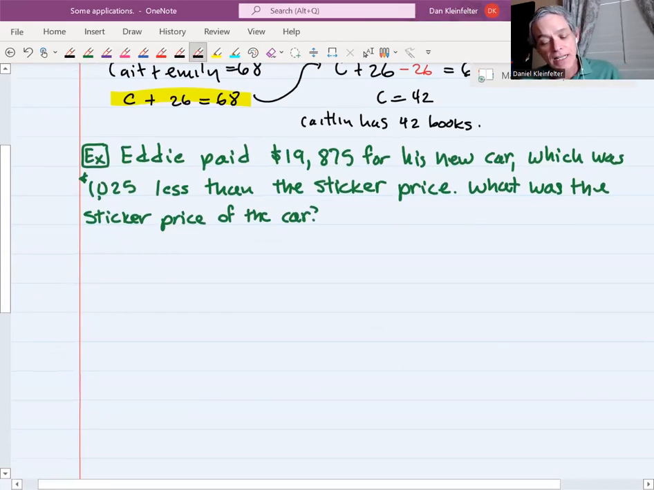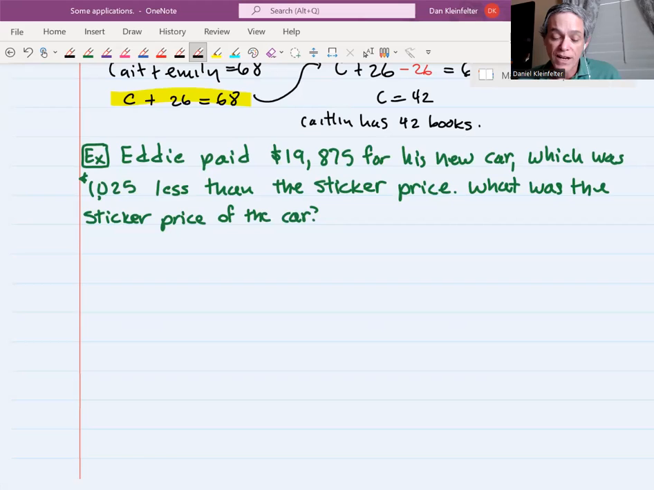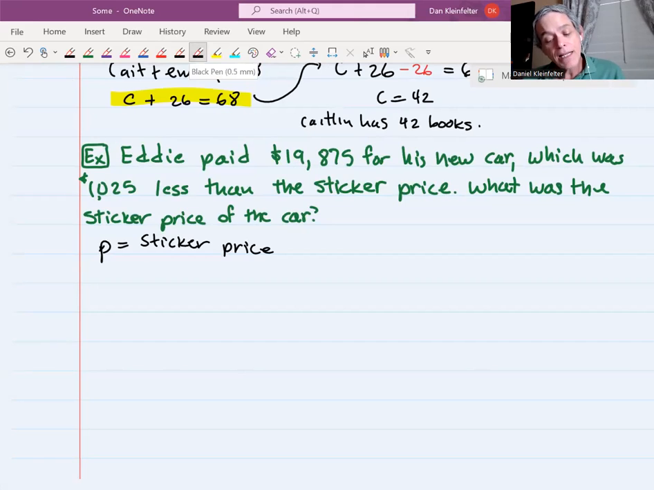Okay, last one. Here it says Eddie paid $19,875 for his new car, which was $1,025 less than the sticker price. What was the sticker price? So I'm going to go with P for the sticker price, because that's what we're trying to find. And then the price that he paid, do you think he paid more or less than the sticker price? Okay. It says here that the 19,875, which was, that's the equal sign, 1,025 less than the sticker price.